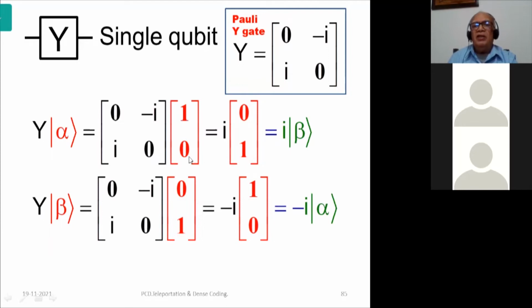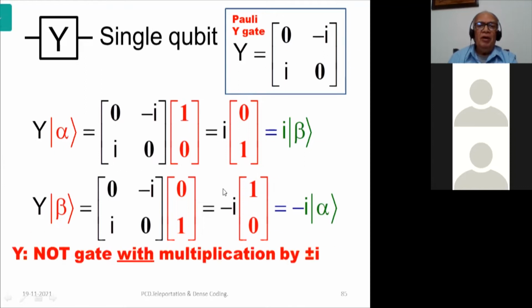So 1, 0 going to 0, 1 is like a NOT operation. So alpha goes to beta, but it also gets multiplied by i. So this is different from the Pauli X gate. And the 0, 1, the beta goes to alpha. So that is again like the NOT gate, but then it also gets multiplied by minus i. This is what the Y gate alone would do.